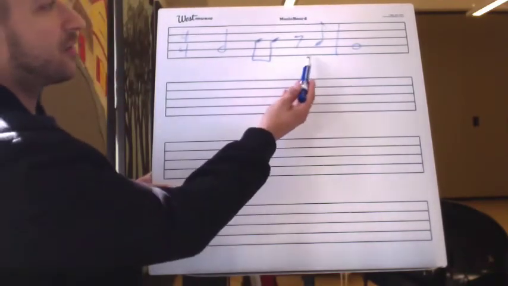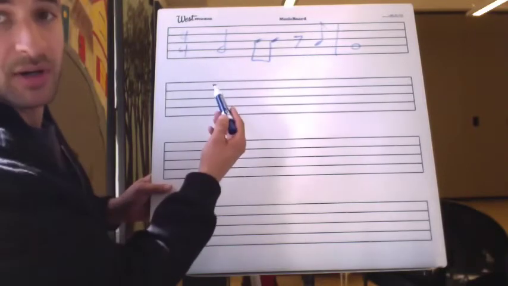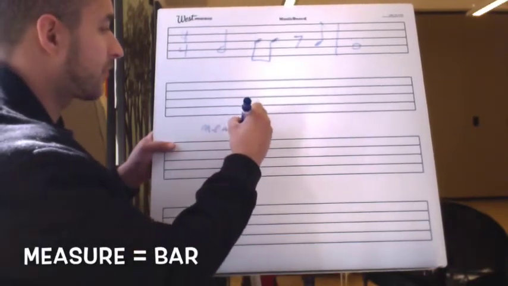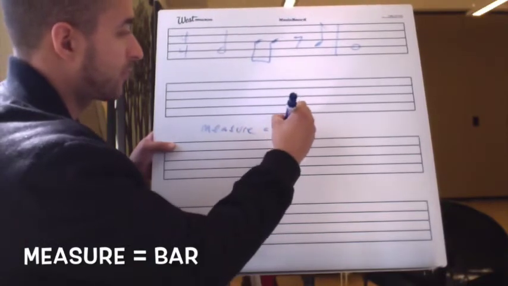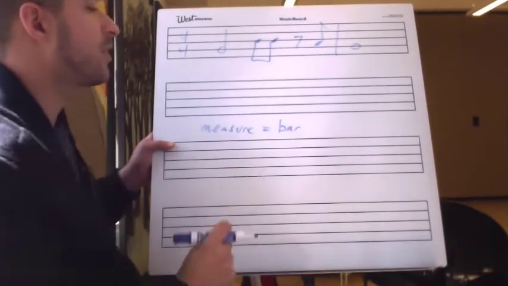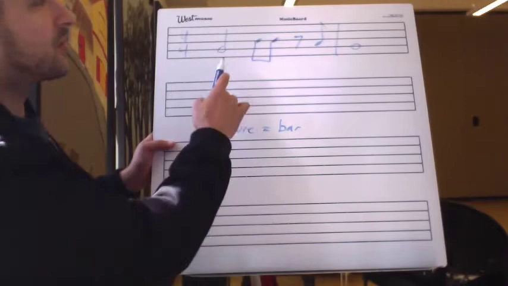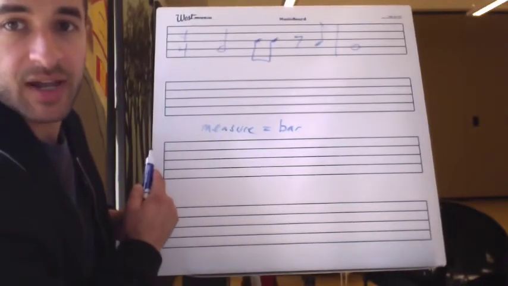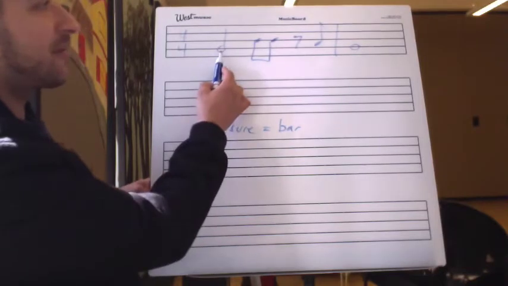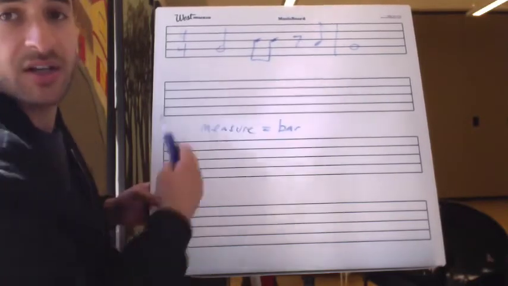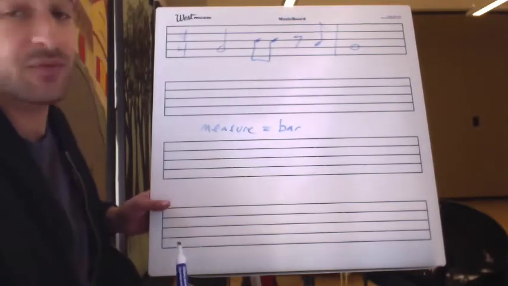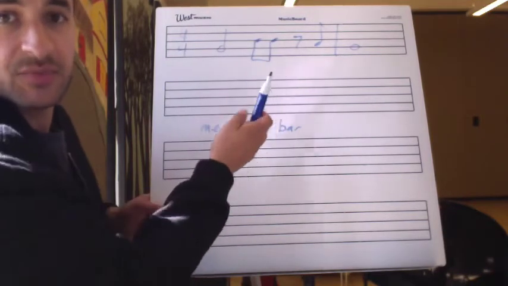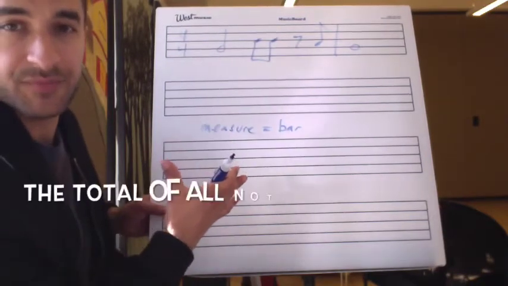Here, the 4 beats of this measure, or bar, measure and bar are the same thing. Here, that same 4 beats is divided up between different notes and rests. So we have a half note, 2 8th notes, an 8th rest, another 8th note. And if we total up the number of beats that each of these note values has, we'll notice that it adds up to 4. It's a little math.